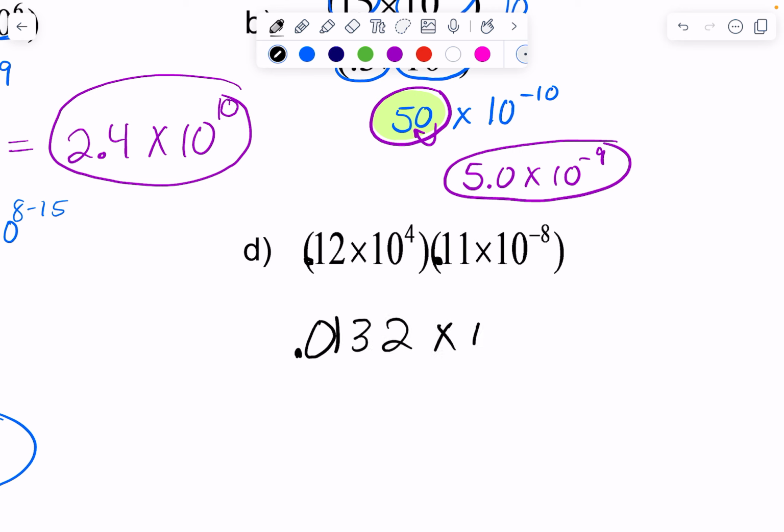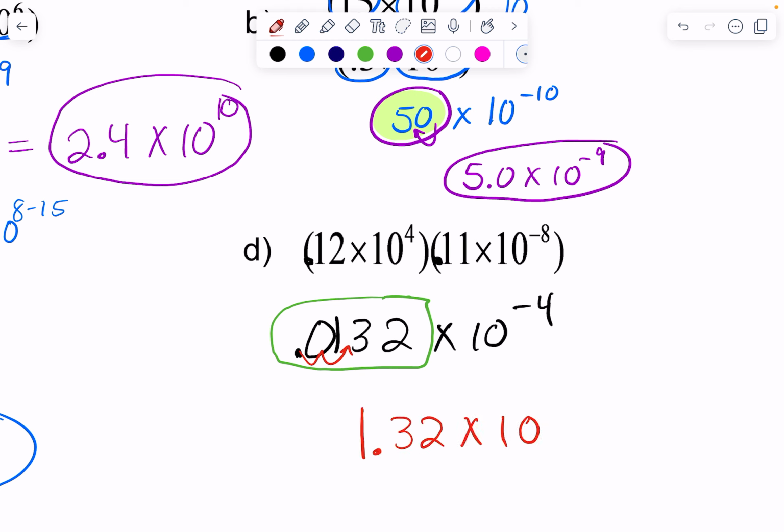0.0132 times 10 to the negative fourth power. Now, we've got to create a value here between 1 and 10, sorry. So I'm going to move my decimal 1, 2 to the right. That becomes 1.32 times 10 to the negative 6th.